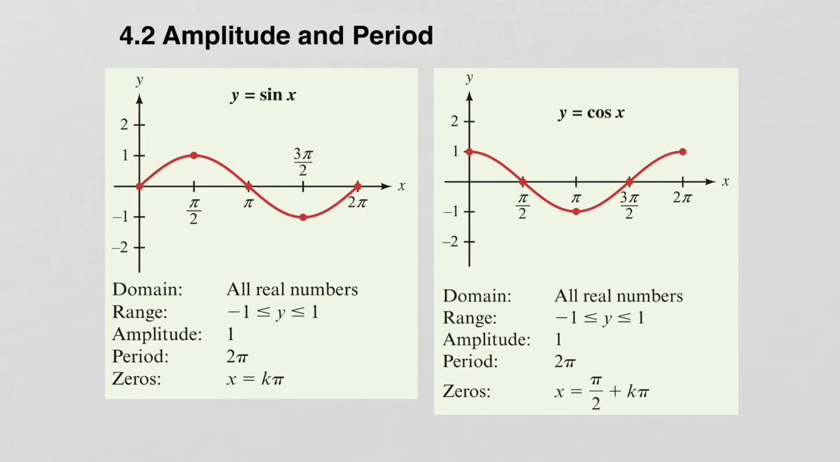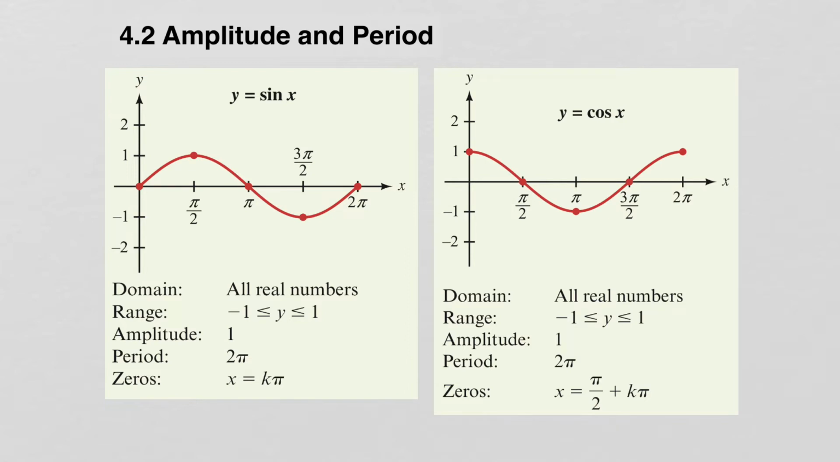In section 4.2, we're going to look at the amplitude and period of the sine and cosine graph, and how those can be changed. I have on the screen here the basic graphs for the sine function and the cosine function. You should memorize each of these pictures. Down below here we have some important information about each of these graphs.